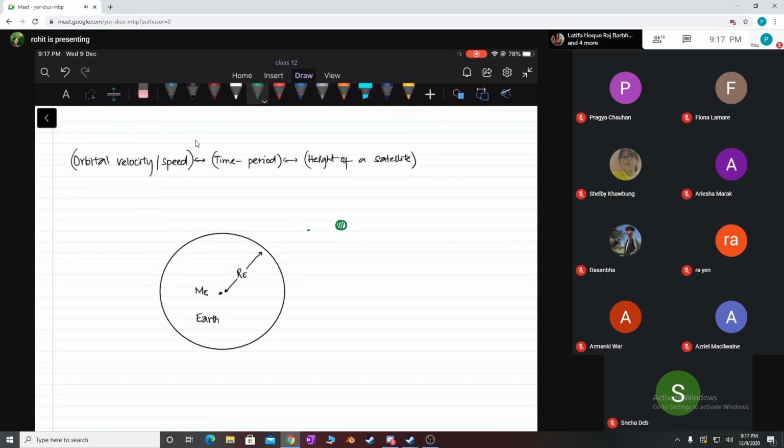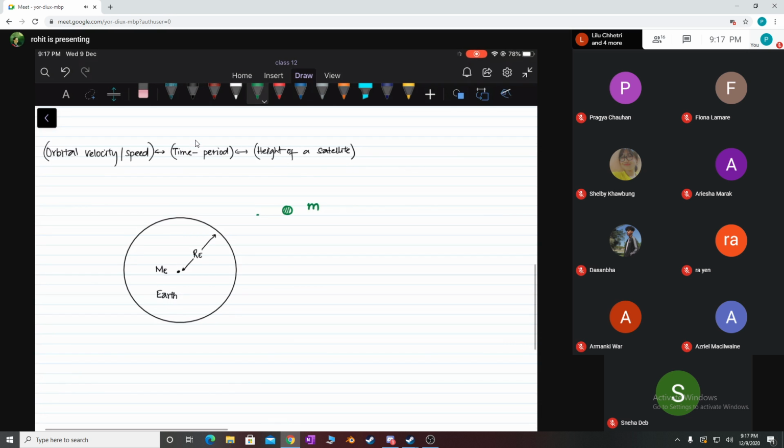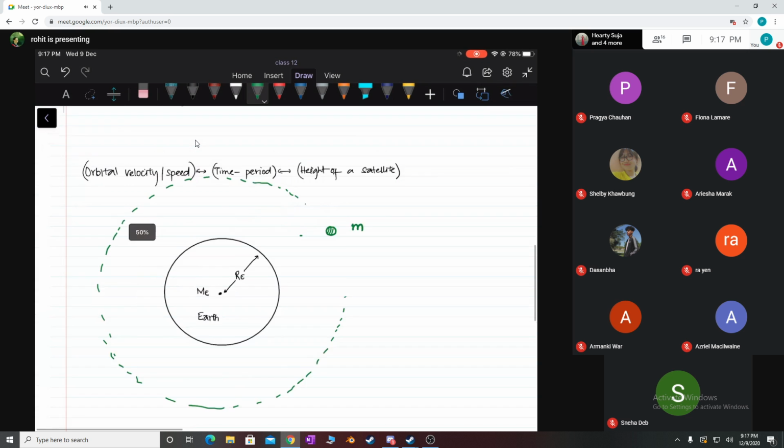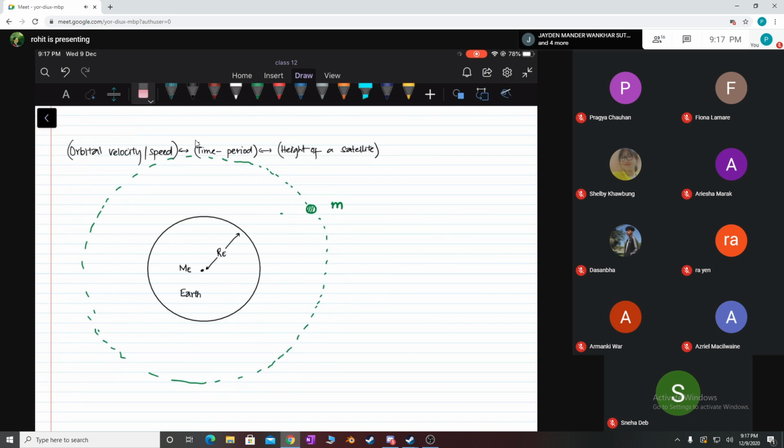This satellite that I've taken has a mass of M, and it is orbiting Earth. I hope you understand the meaning of orbiting Earth. It means it is moving around the Earth. In this orbit, I've drawn a very big orbit here. Let me say that the satellite is launched at a height of h from the surface of the Earth. A satellite cannot be very close to the Earth, because if it is very close, it will fall.